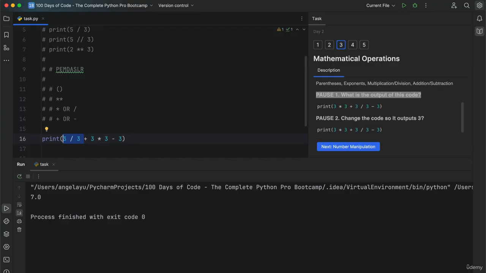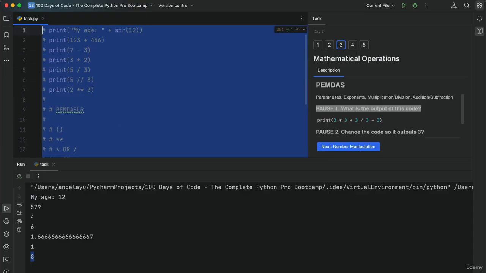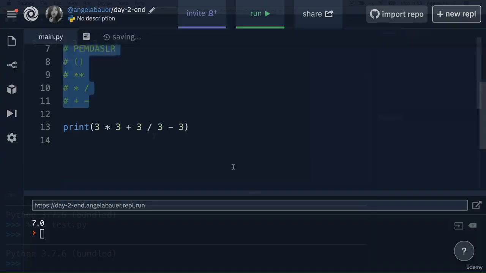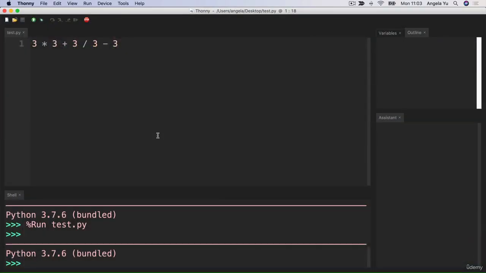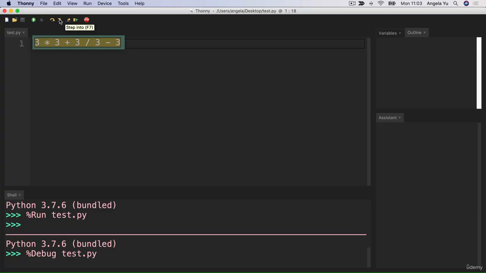Coming back to the question I asked you, what do you think this number would be? Let's go ahead and comment out all the other code and run this line of code, and it will give us 7. Now, if math is not your strong point, don't worry, it's not mine either, and you're the sort of person who would prefer to see it visualized, then I recommend, again, putting this line of code in Thonny, and then go ahead and clicking on the debugging symbol, and then just step into, so press F7 or this button multiple times, and you'll see it evaluate this line of code step by step.